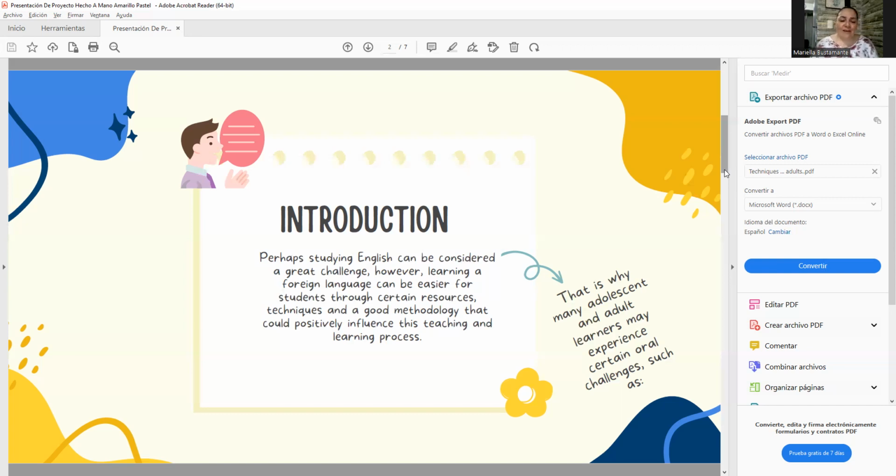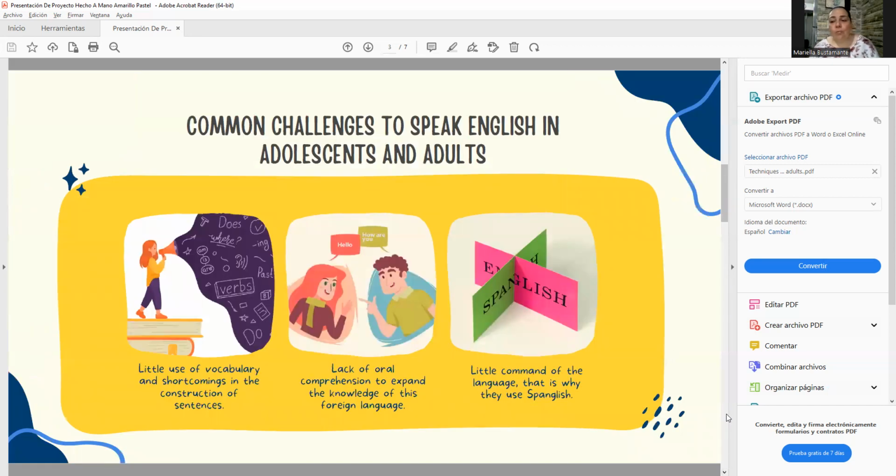But on the other side, we can say that if we apply a good technique and good methodology in this important process, everything can be possible, because it will always depend on the teacher's resource usage in the learning process. Secondly, I would like to talk about the most common challenges adolescents and adults have when they want to speak English with somebody else.